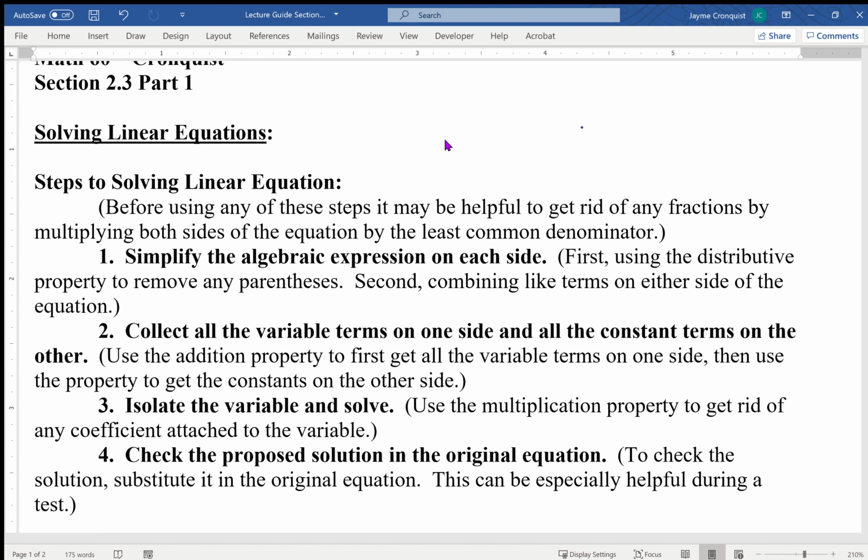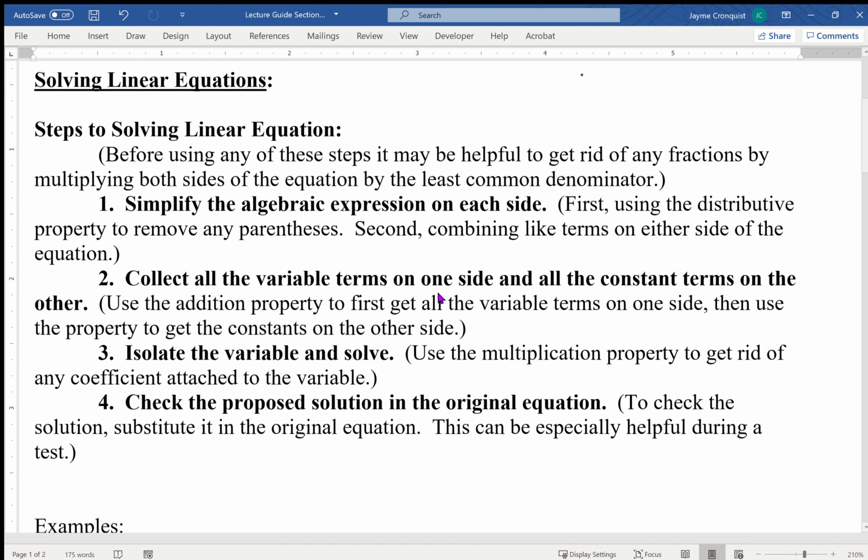Before using any of these steps, it may be helpful to get rid of any fractions by multiplying both sides of the equation by the least common denominator. Simplify the expression on each side, which means using the distributive property to remove parentheses, combining like terms, whatever you need to do to each side. Then you're going to collect all the variable terms on one side and all the constant terms on the other. Third, you're going to isolate the variable, usually using the multiplication property of equality, and solve.